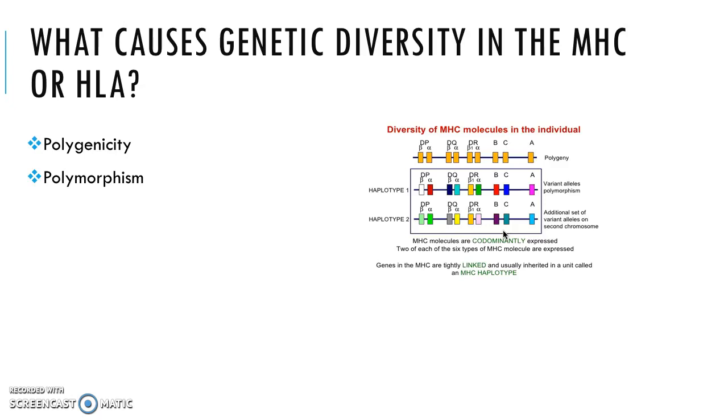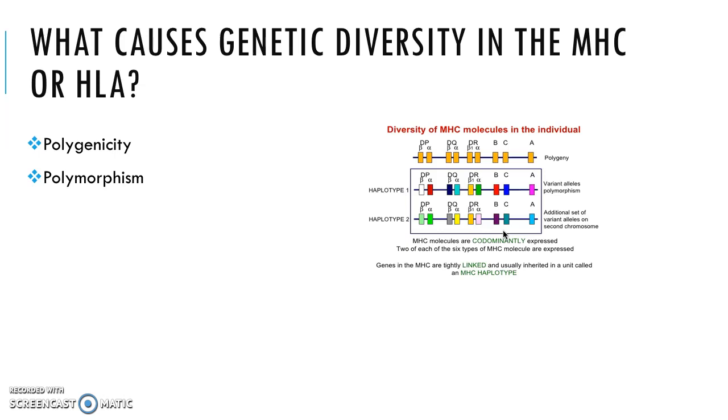These haplotypes, or sets of MHC class 1 and class 2 genes on an individual chromosome, are passed as a unit to each individual, meaning that each individual gets 2 genes from mom and 2 genes from dad. These class 1 and class 2 genes are codominantly expressed, meaning that the genes are transcribed from both the maternal and paternal chromosomes.